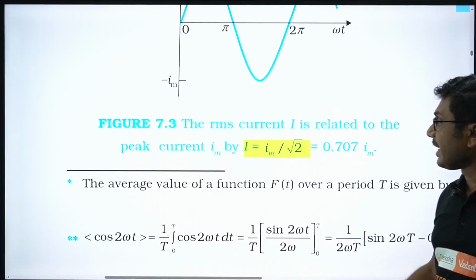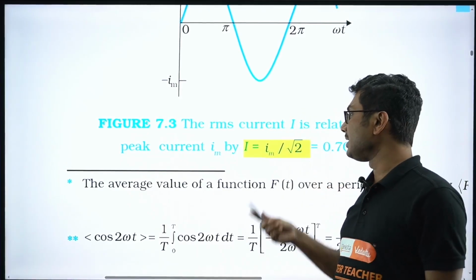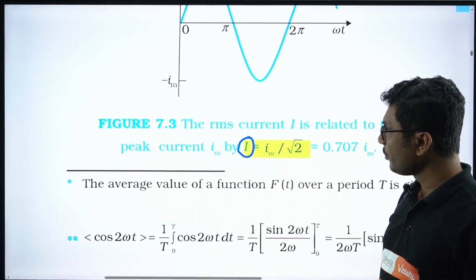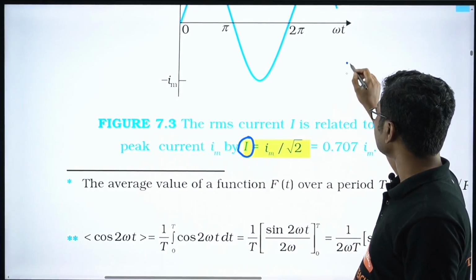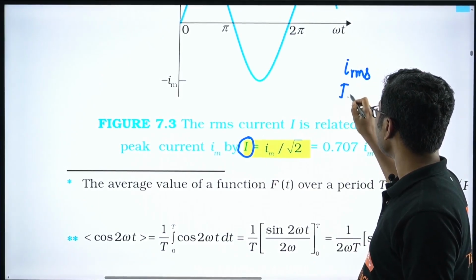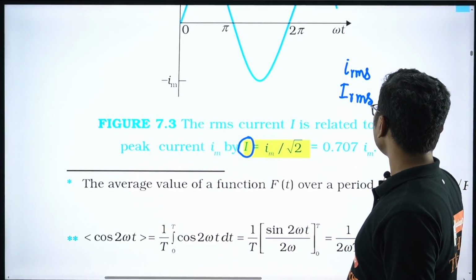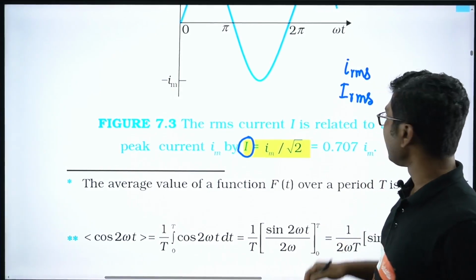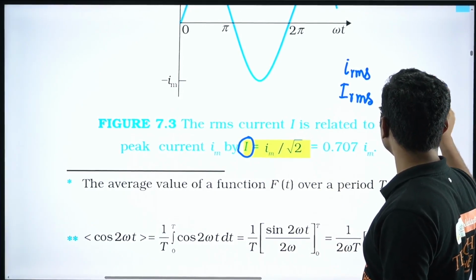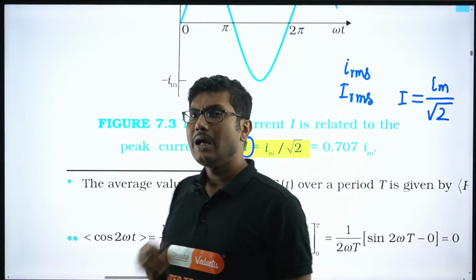But in case of AC, if you know this is AC and capital I is there, that means this represents RMS current. It is sometimes written as I RMS. Some people like to write capital I RMS, some only capital I. Both are okay, but you have to remember that it is equal to the maximum value of current divided by root 2. Now why is it important?